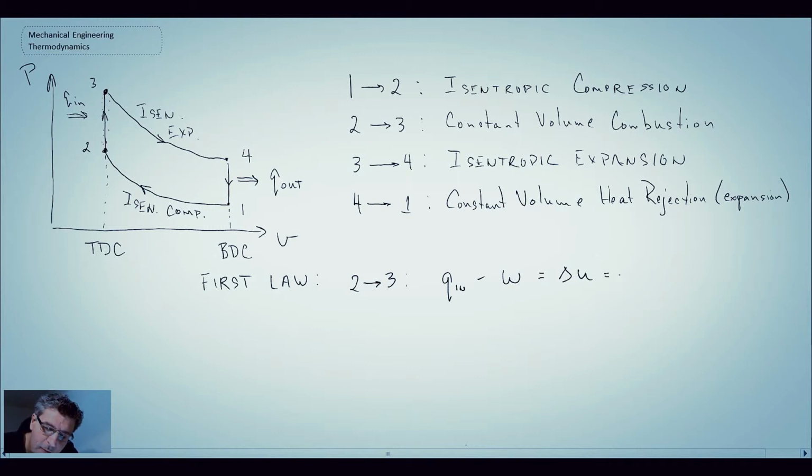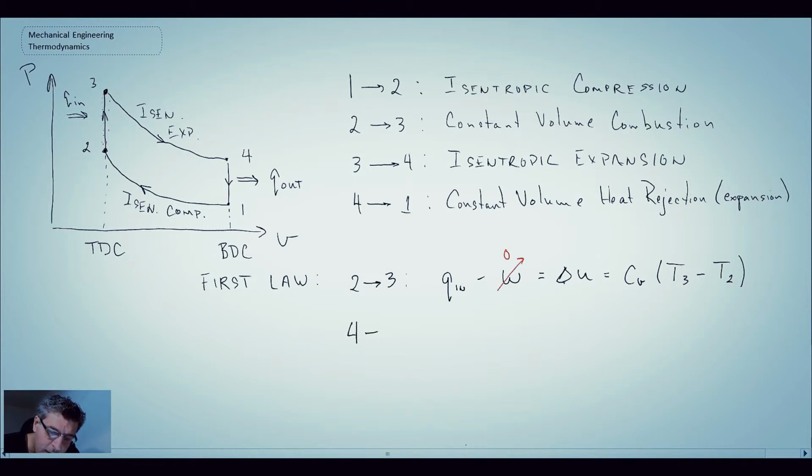With our definition of internal energy, we can write this as an approximation for low temperature change, so essentially constant specific heats. We can write that as our change in internal energy. Now a question here: are we doing any work from 2 to 3? Well, we're at constant volume, we have a fixed mass system, the volume's not changing, consequently there's no boundary work, so our work term actually disappears. So we can cancel that out.